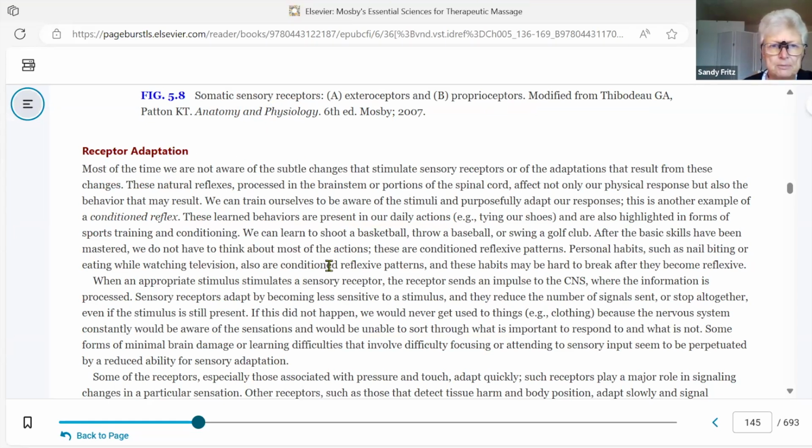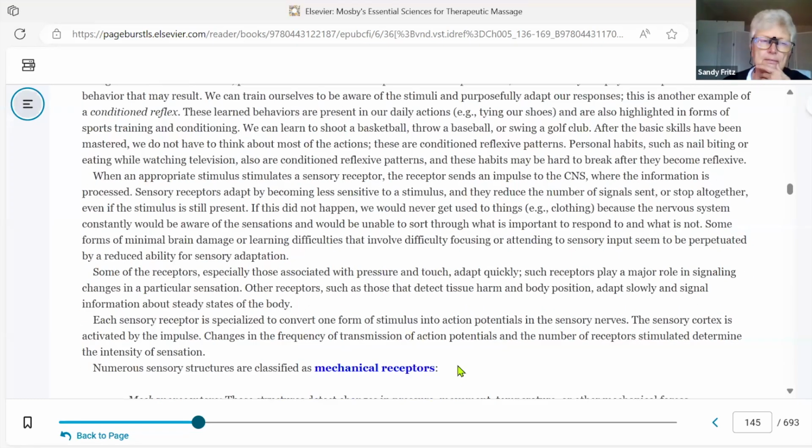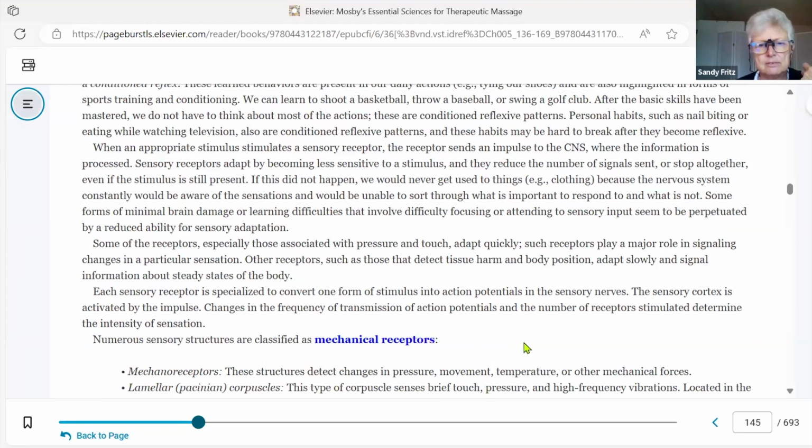Receptor function adapts over time. And some of this habit of stiffness, the somatic habit of stiffness, or a sensation of pain can happen because these receptors have adapted, and then they start to respond to a different pattern of signaling. Additionally, receptors will adapt either slowly or quickly, so that you don't necessarily have to constantly pay attention to something.